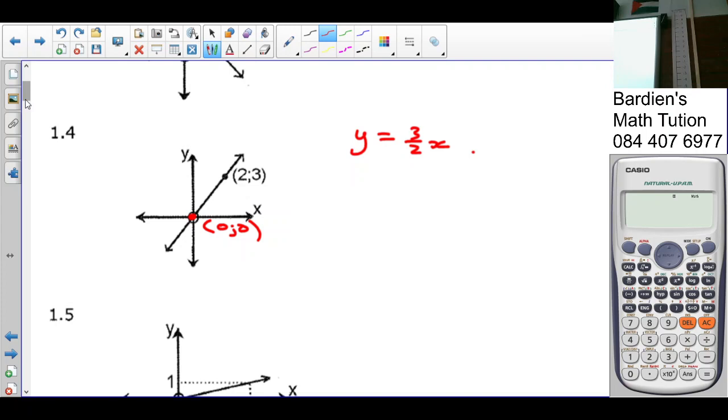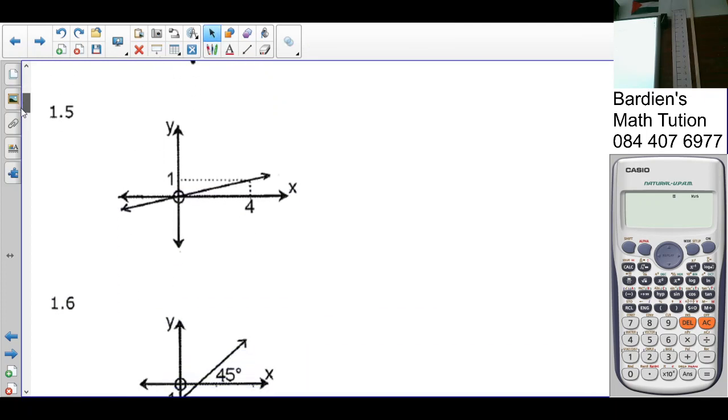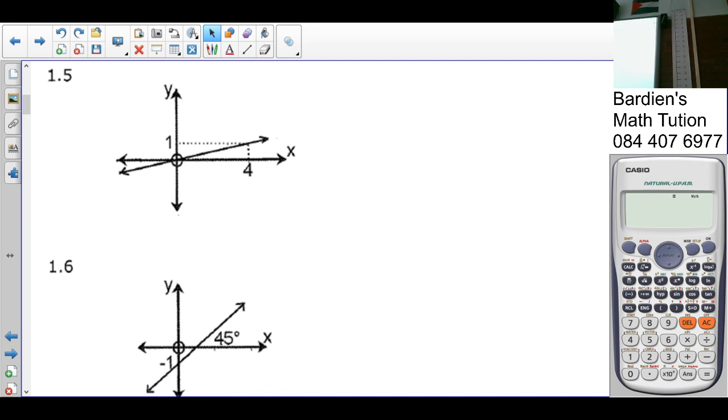Okay? As we did before, it's going to work out the same. Okay? Let's go for 1.5, as it is an odd number. So do we have 2 points on this graph? Yes. What's the coordinate of that 1 point? X is 4, y is 1.